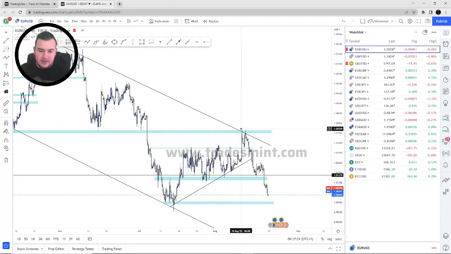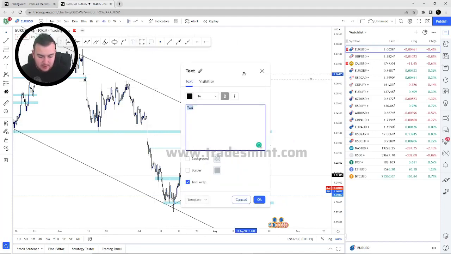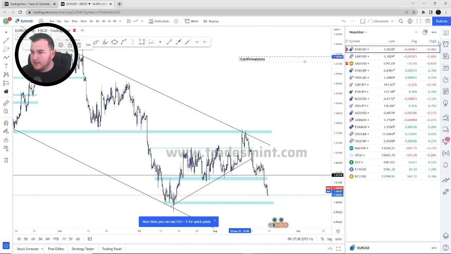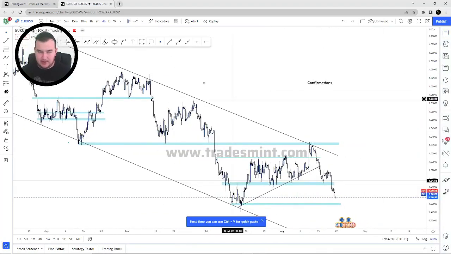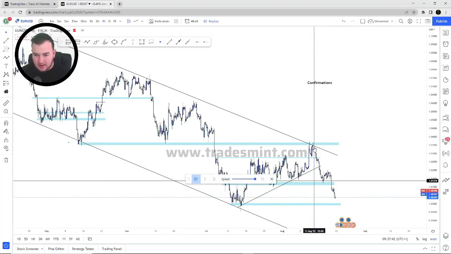Okay, now I want you guys to see something here. For me, this is a really good trade. Okay, so I'm just going to do this for you. Okay, hopefully you guys can see this with me as I type it out. So confirmations. What sort of confirmations would we be looking for when taking this trade? So let's say price was still here.